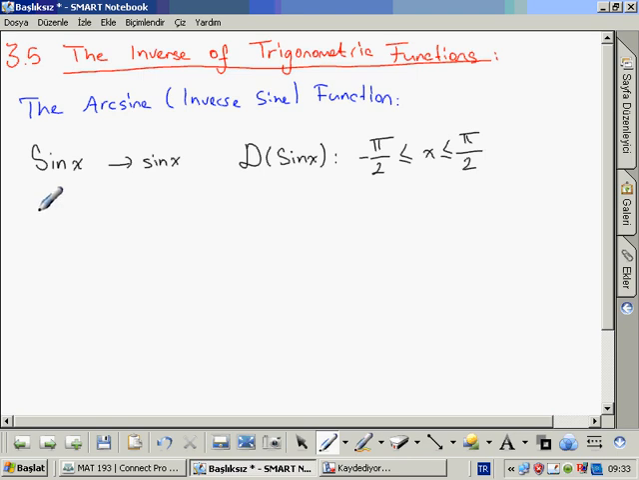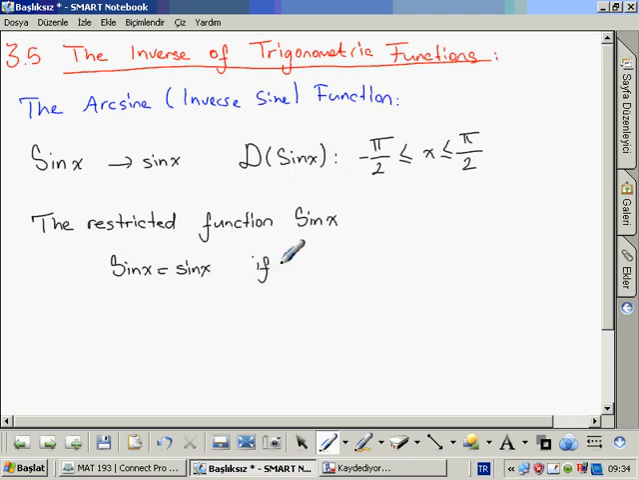And I mean that the restricted function, capital S sin x. It's the function, of course, with the same characteristic as the sin x function, but its domain is restricted. The sine function goes from minus infinity to plus infinity, so its domain is this interval.